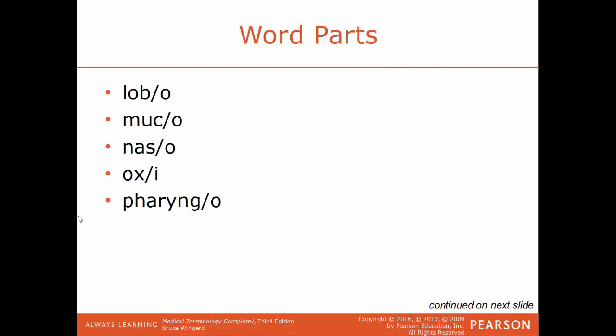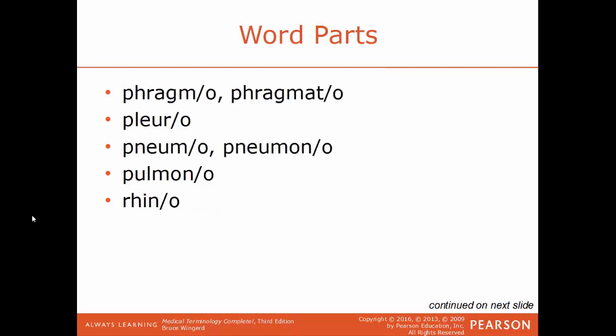Muco is a reference to mucus. Naso is a reference to the nose. Oxy is a reference to oxygen. And pharyngo is a reference to the pharynx, or another term for the throat. Phragmo, or phragmato, is a reference to a partition, or a divider. Pleuro is a reference to the pleura, which are membranes that surround the lungs and the inside of the thoracic cavity. Pneumo is a reference to the lung, or air, or gas.